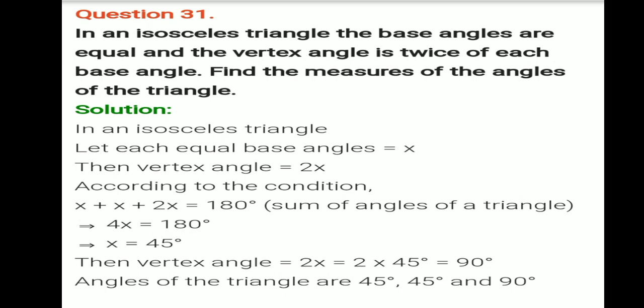In an isosceles triangle, you have a property that whenever the opposite sides are equal, the opposite angles are also equal. And now over here, the base angles are given, which are equal. In an isosceles triangle, the base angles are equal and the vertex angle is twice.